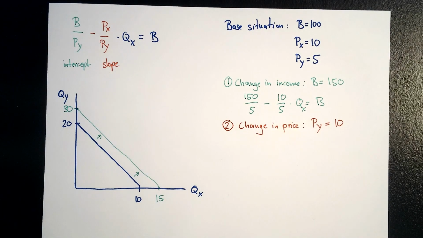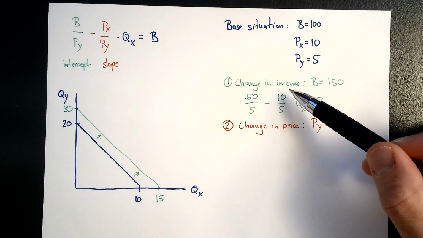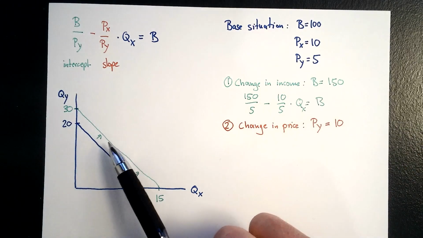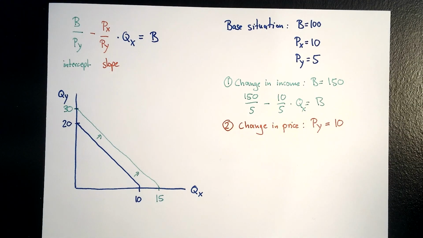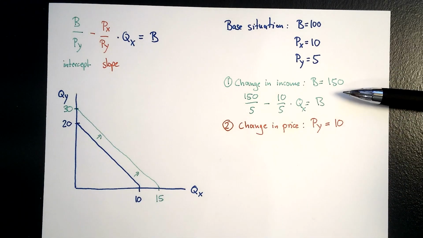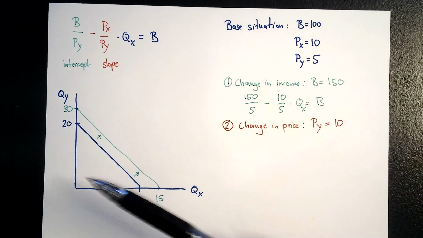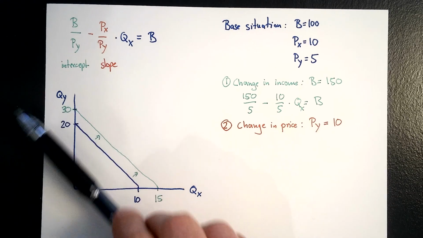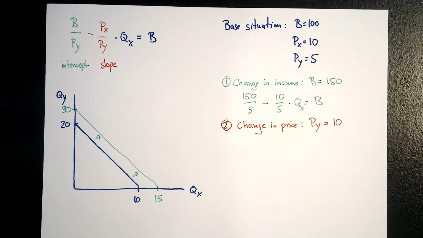So change in income results in a parallel shift of the budget constraint. If your income were to decrease, then the budget constraint would shift to the left. Now, what happens if we actually change the price?